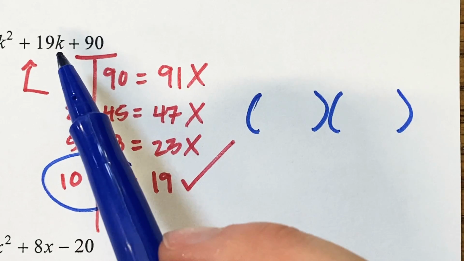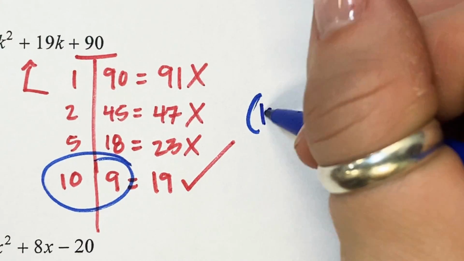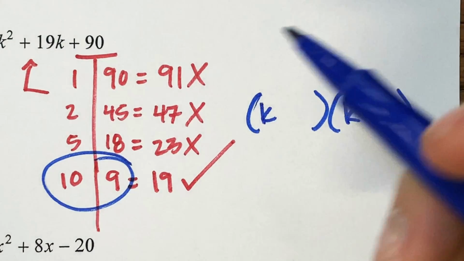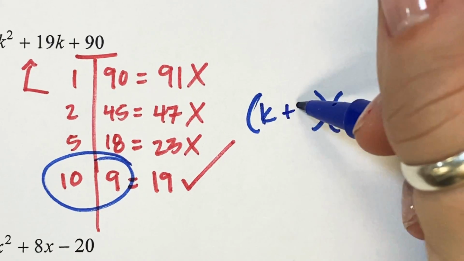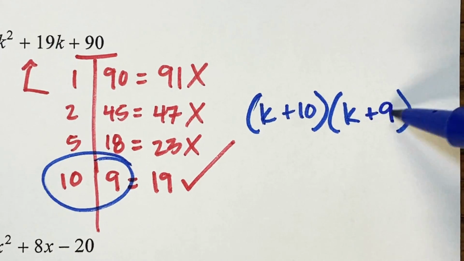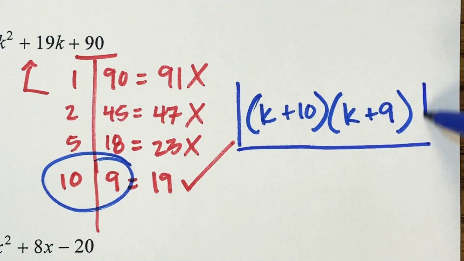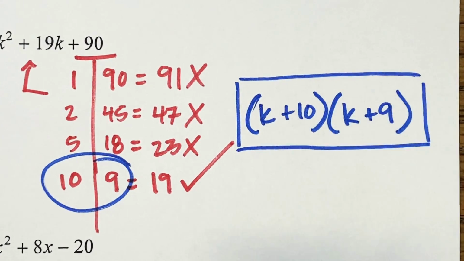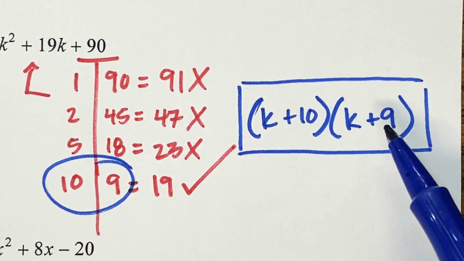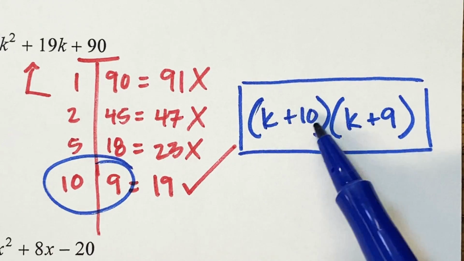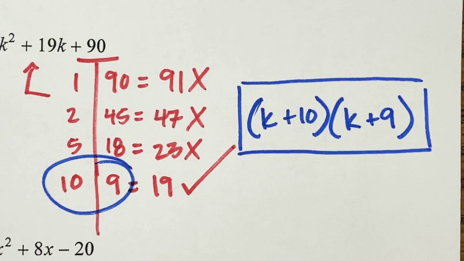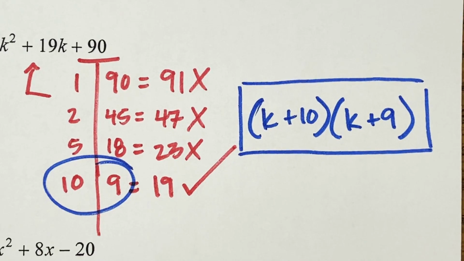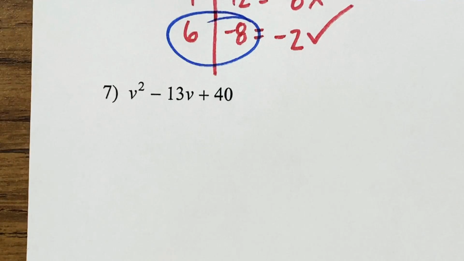Okay, put our variable, which in this case is k, in front, k. And this time it's a +10 and a +9. You must put the positive and the negative signs, the plus and the minus signs, in there. It cannot just be k10 and k9. It has to be k plus 10, k plus 9. Okay? Awesome, let's keep doing it.